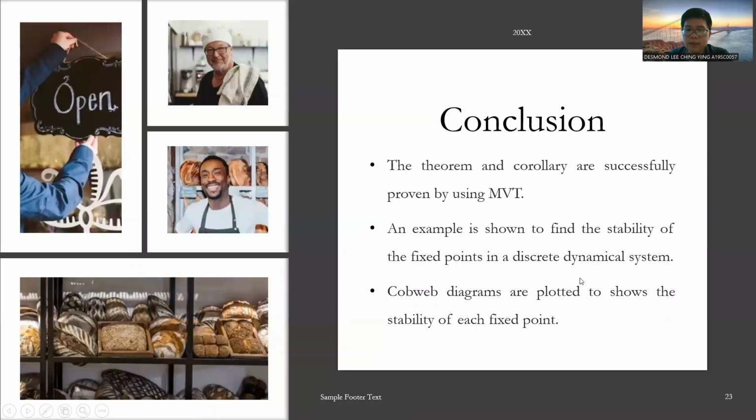In conclusion, the theorems and the corollaries are successfully proven by the mean value theorem. An example is shown to find the stability of the fixed points in the discrete dynamical system. Then lastly, the coordinate diagram is plotted to show the stability of each fixed point.